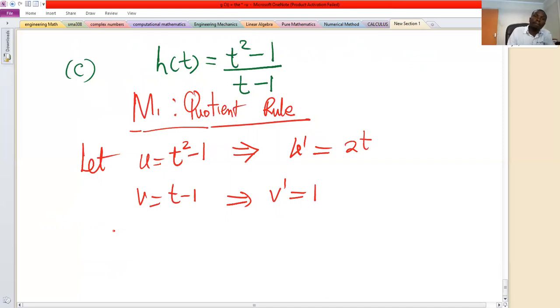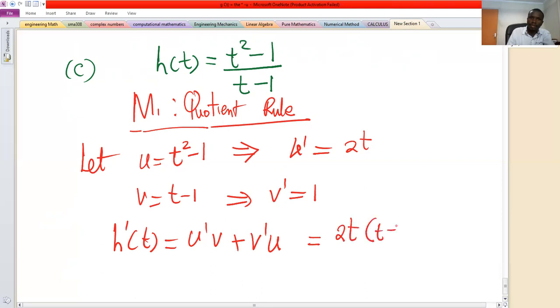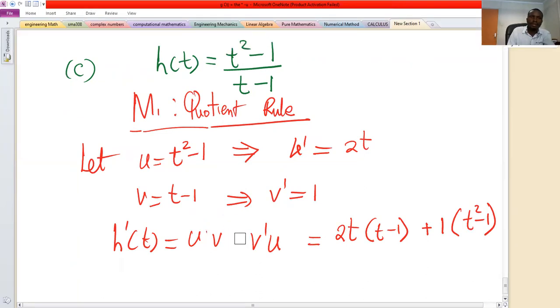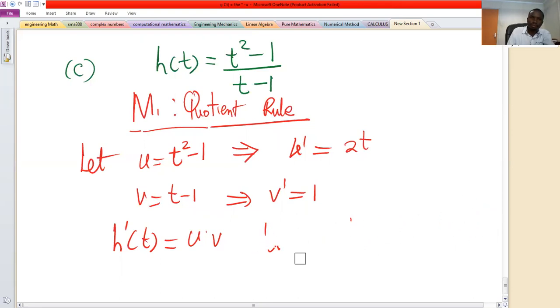So h prime of t is u prime v plus v prime u, which will be 2t times t minus 1 plus 1 into t squared minus 1. Okay, so sorry, that is this not quotient. So quotient rule states that.